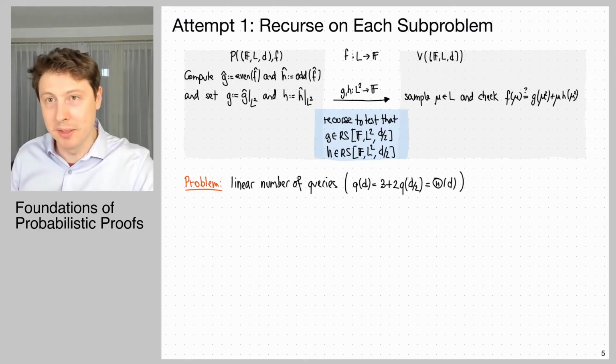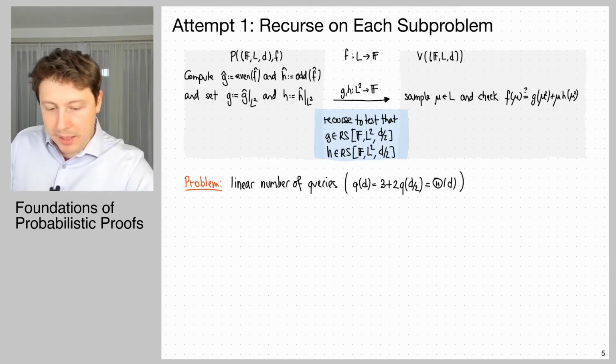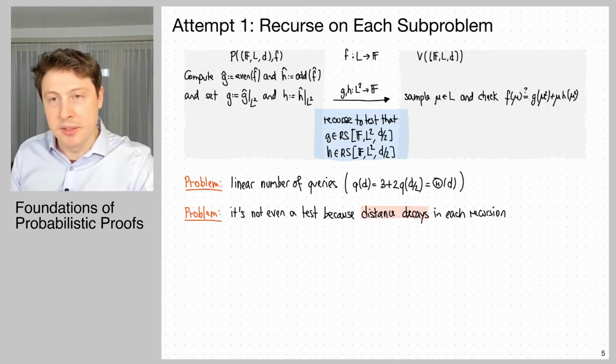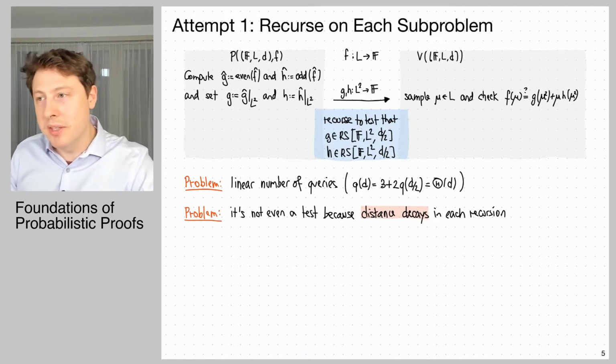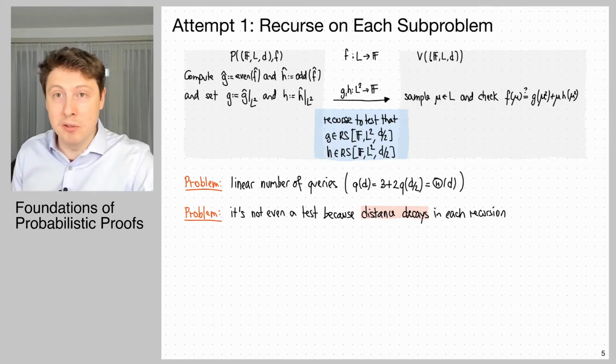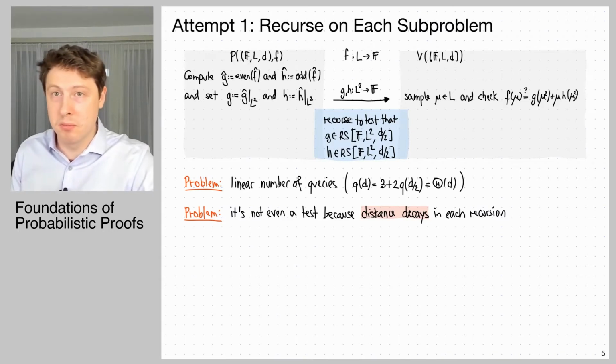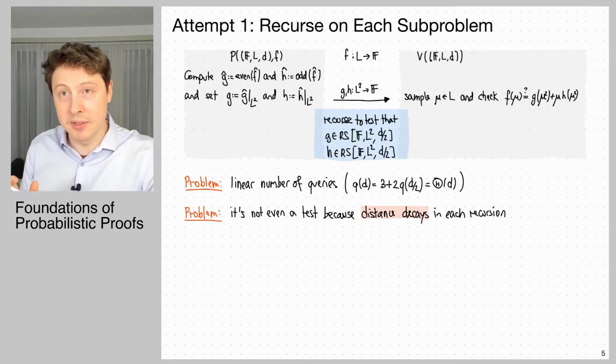But let me highlight another more subtle issue, which is that this is actually not even a test, okay? It exhibits something that we're going to have to explicitly deal with, which is distance decay. I want to explain that. Because you could say, well, maybe it's just an alternative way of doing a linear query test, the basic one. So maybe that's not so bad. We can try to improve it somehow. But I want to claim that this is not even a test, okay?